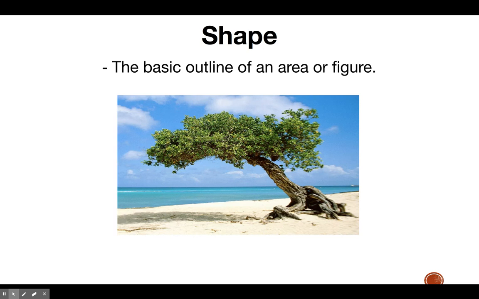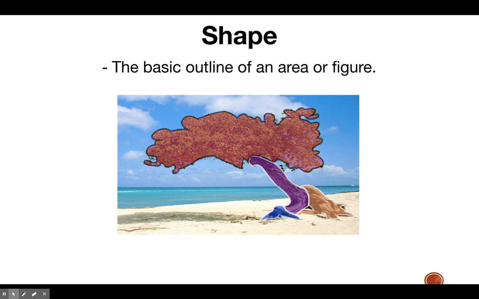So shape is the basic outline of an area or figure. So if we look at this tree here, the shape of the trunk, the shape of the roots, and the shape of the top of the tree. So we don't have any detail. We're thinking about the simple outline of an area.